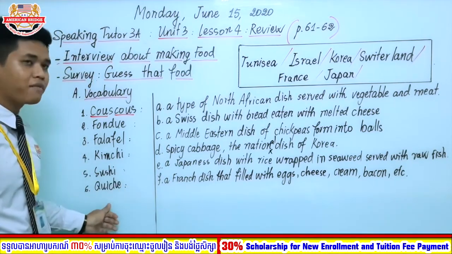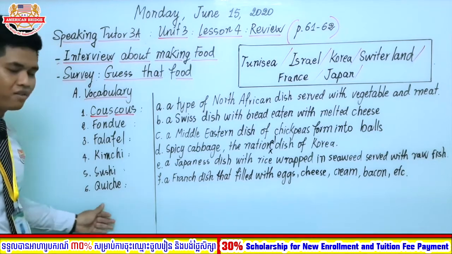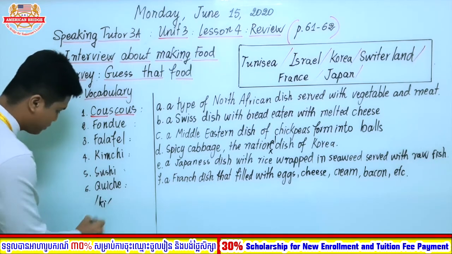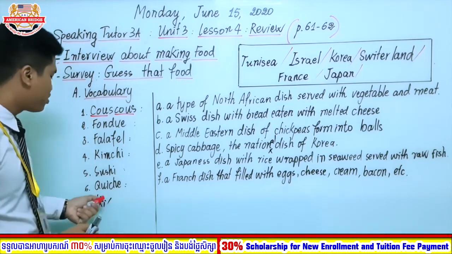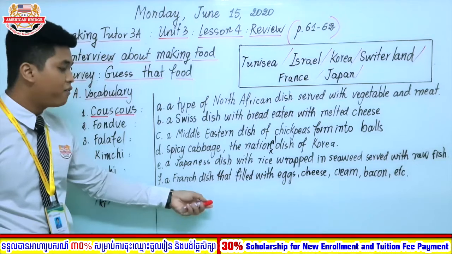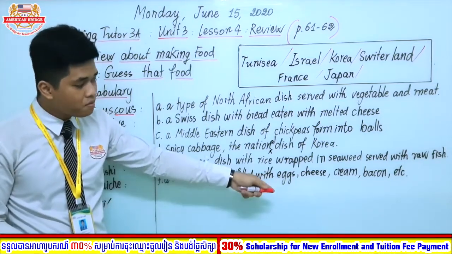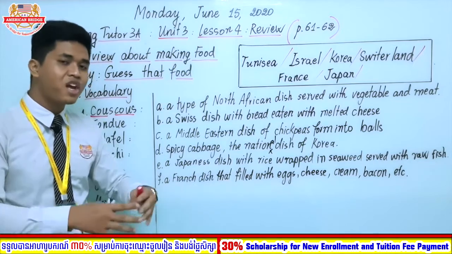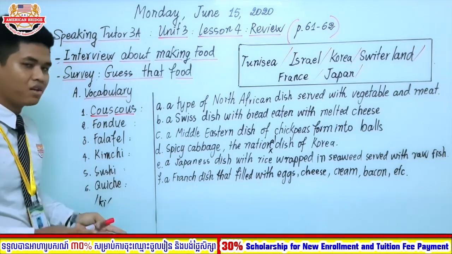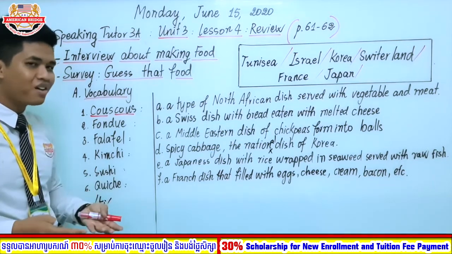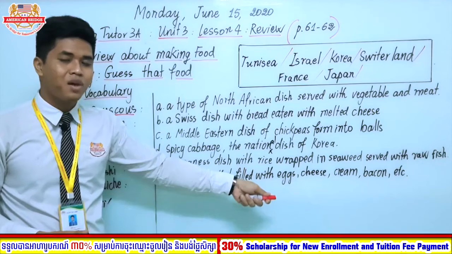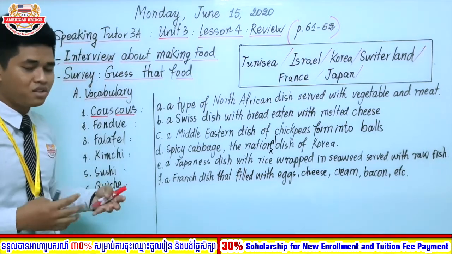Last but not least, we have quiche. This word is a little bit difficult to pronounce. Okay, quiche. It is from the French word. It is a French dish filled with egg, cheese, cream, bacon, etc. The shape of this dish is similar to a pie. Okay, it is round and flat. It's similar to pizza as well, but this one is filled with a lot of egg, cheese, cream, bacon, and some spicy ingredients.